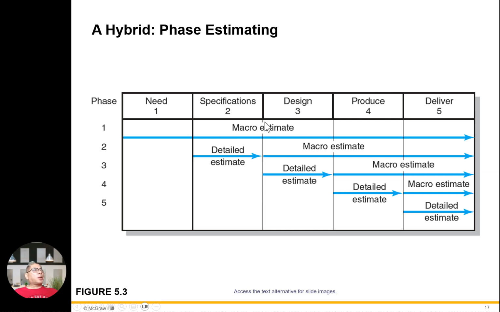You have a macro estimate as number 1. Number 2, detail and macro estimate. Number 3 is estimate, detail, and macro estimate here, produce. And then here, estimate number 4, design will be estimate, detail, produce, macro estimate. And then number 5, estimate here, detail is estimate. So this is the hybrid phase of estimations.